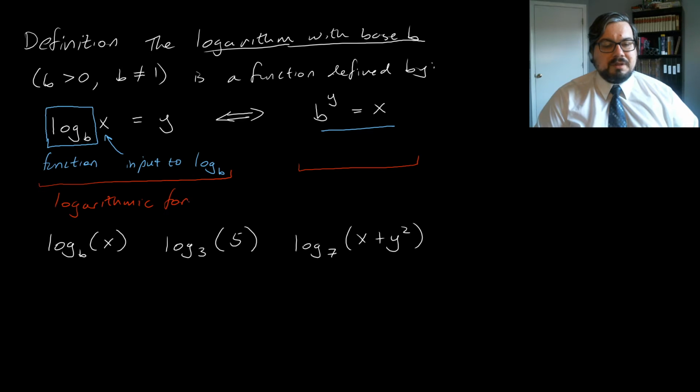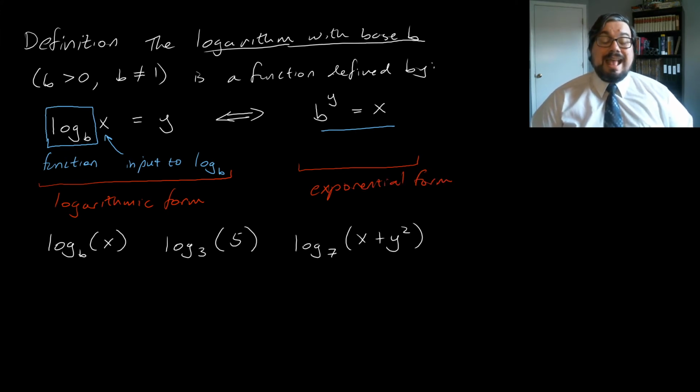So this is the logarithmic form of an equation. This is the exponential form of an equation. And you can always convert back and forth between them as long as you make sure to match up the various pieces of the equations that go together. So let's start with this. Being able to convert back and forth between the logarithmic form of an equation and the exponential form is an essential tool that you will need in order to work with logarithms efficiently.